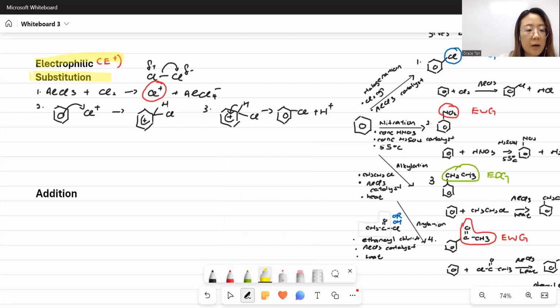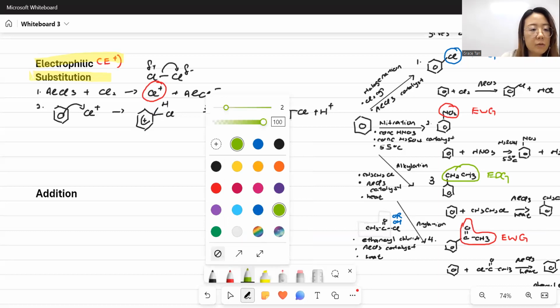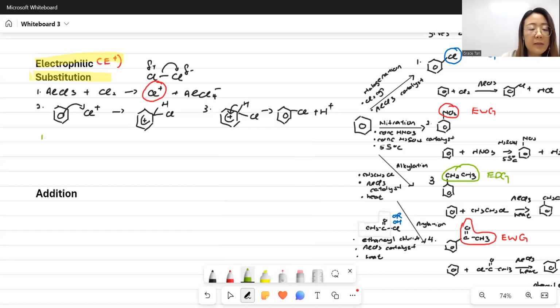Now, can we do another practice on a second example? Let's practice this on, let's say, nitration. Let's look at the right-hand side corner. For nitration, you need concentrated HNO3, concentrated H2SO4 as a catalyst, and run at 55 degrees Celsius. Now, 3 steps for the mechanism. Step 1, you need to produce the electrophile. Please memorize this equation.